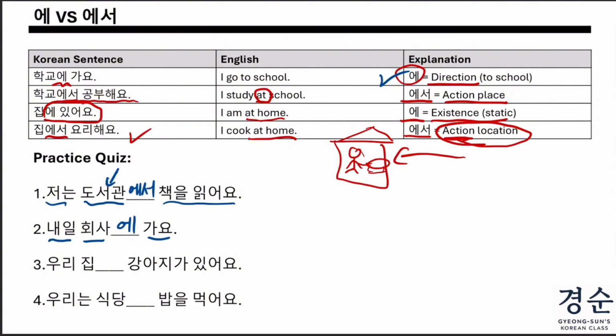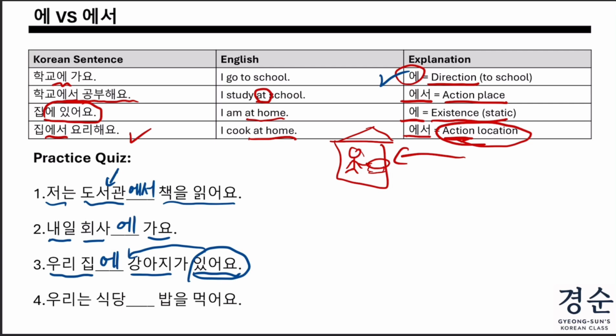Okay? Number 3, 우리 집 강아지가 있어요. 우리 집, so my house or our house. Okay? 강아지, a dog, 있어요. We have a dog at my home. Okay? So the answer is 우리 집에 강아지가 있어요. Like I told you, 있어요 pairs with 에 있어요. Okay? So we have a dog in our house.